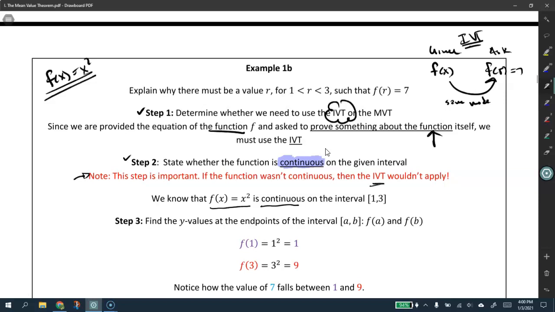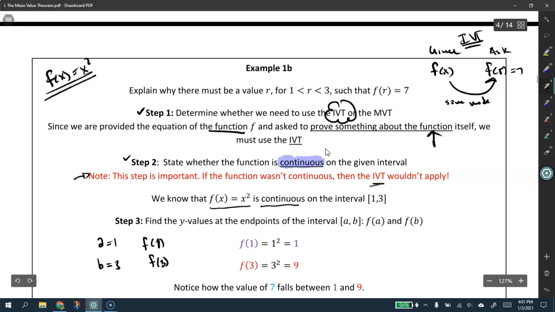Now how do we go about this? It is quite similar to how we go about the MVT, except we're not finding any slopes here. There is no reason to find any slopes because a slope would imply that we're taking a derivative process. We're doing nothing of the sort. So now we're going to go ahead and find the A, which was equal to 1, and the B, which is equal to 3. Then we will find f of A and f of B, so that would be f of 1 and f of 3.